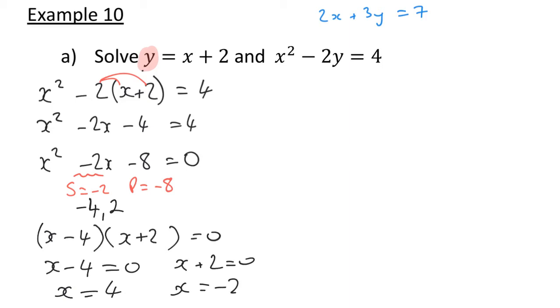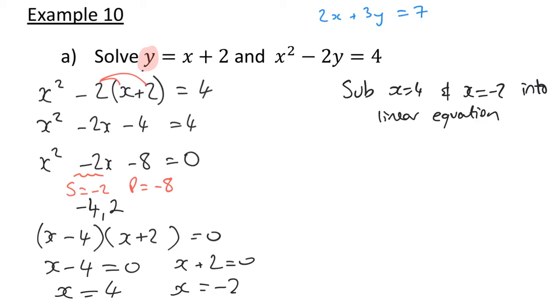Now in the past, that's where we would have stopped. We've got our two x values, that would be it. But our equation is involving x and y. So what we need to do is substitute x equals 4 and x equals minus 2 into the linear equation, so that we can work out the corresponding y value.